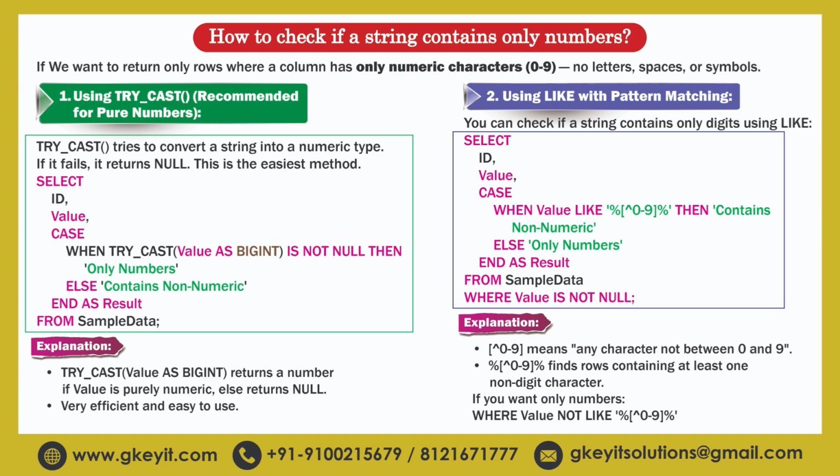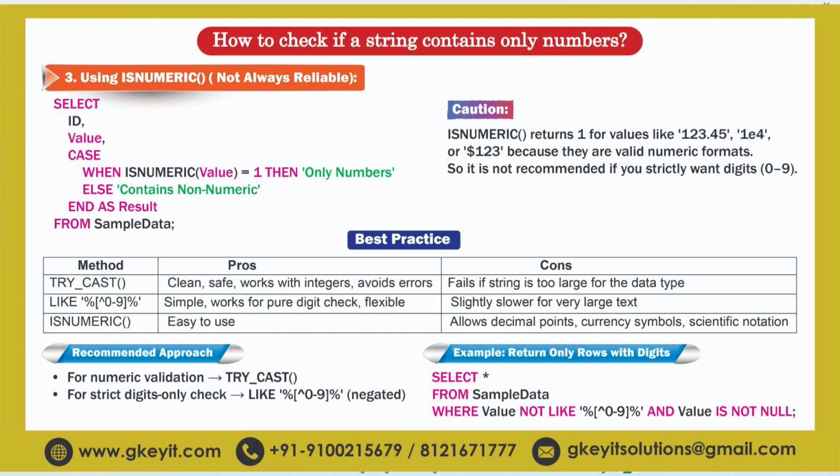Coming to the explanation part of this, here the caret symbol means any character not between 0 and 9, and the pattern %[^0-9]% finds rows containing at least one non-digit character. If we want only numbers, we can use NOT LIKE with these wildcards as well.